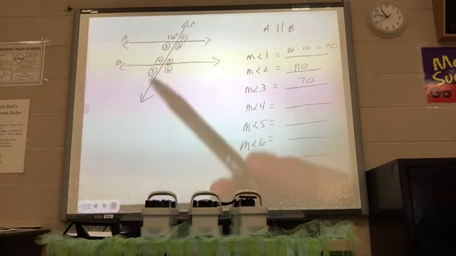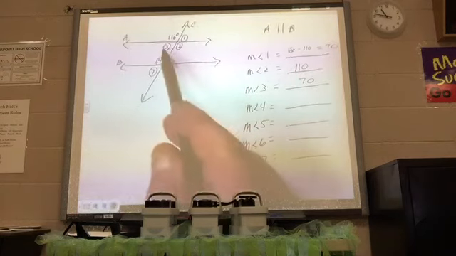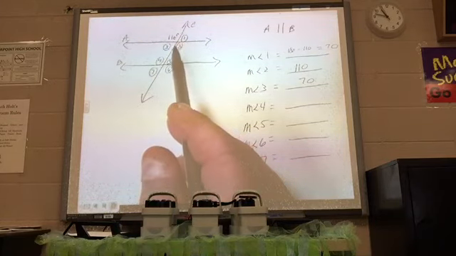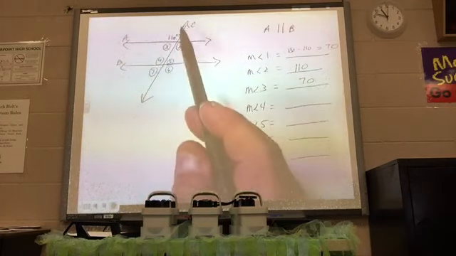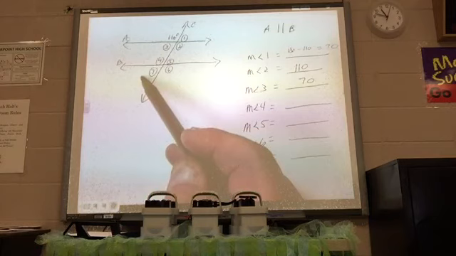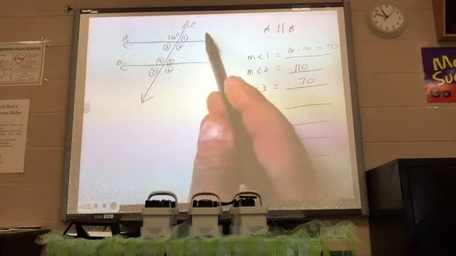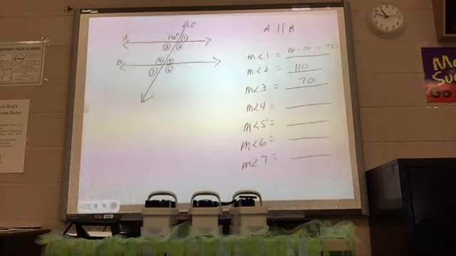Corresponding angles was one of them. What are the other two types of angles? Alternate interior angles, which would be this one and this one and this one and this one. And then what's the other one? Alternate exterior, which means this angle and this one and this angle and this angle are alternate exterior angles. If this angle and this angle are corresponding, what do you know about corresponding angles? They have the same angle measure, don't they?